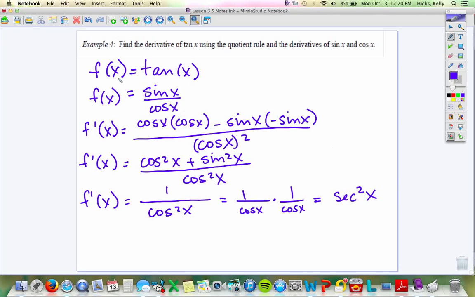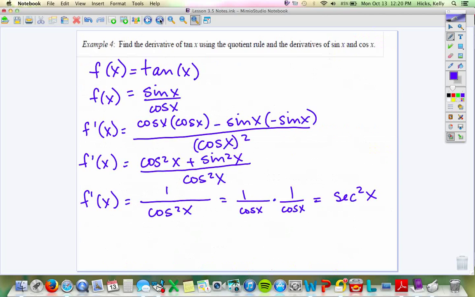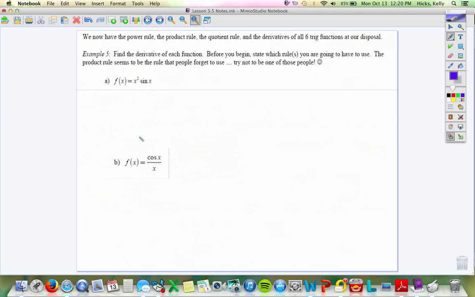So when it's 1 over that one times 1 over that, you get secant squared. So the derivative of tangent x is secant squared x. Okay, those are the last ones we're going to prove. Again, you must memorize these. Must. There's no getting around it. Don't put it off. Just go ahead and do it. Make some flashcards, put it in your phone. I don't care. Okay, so let's do some problems.